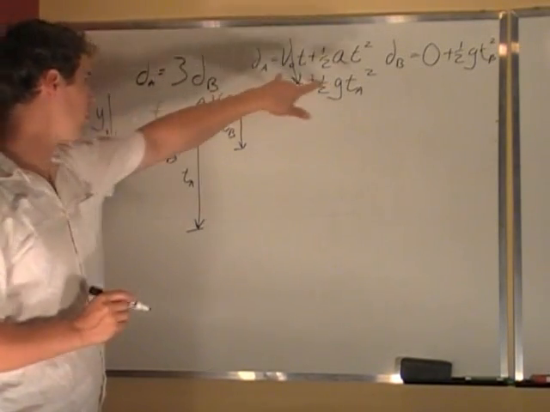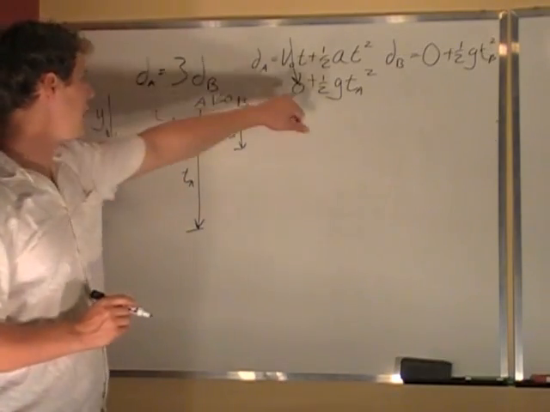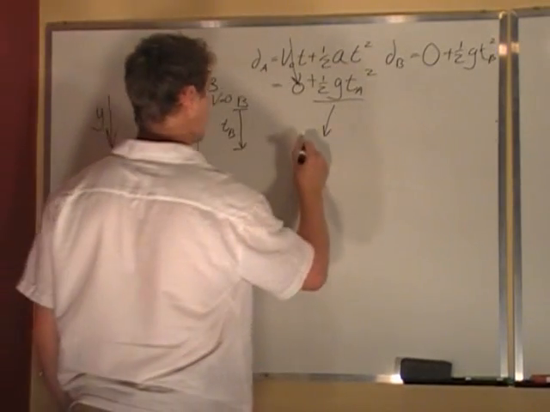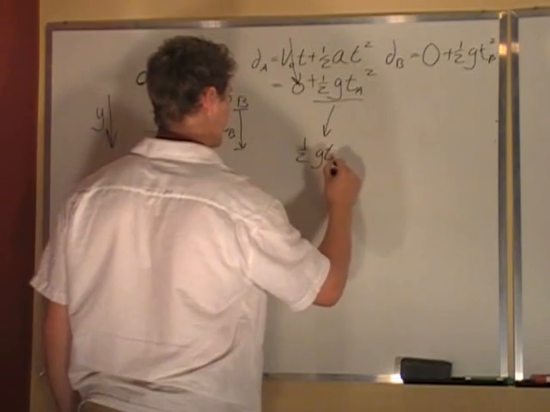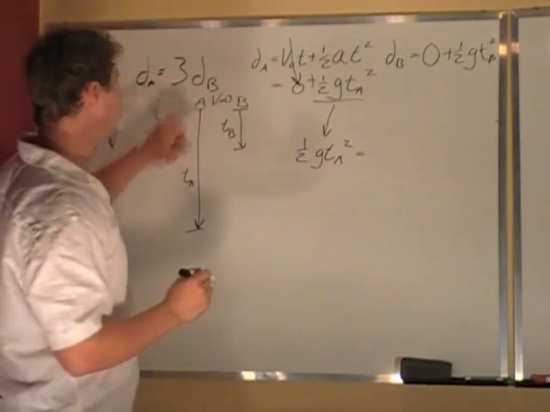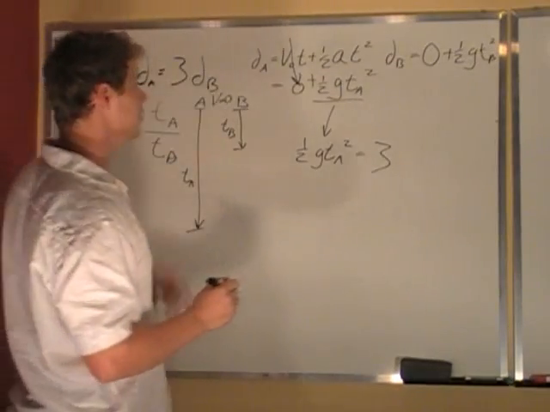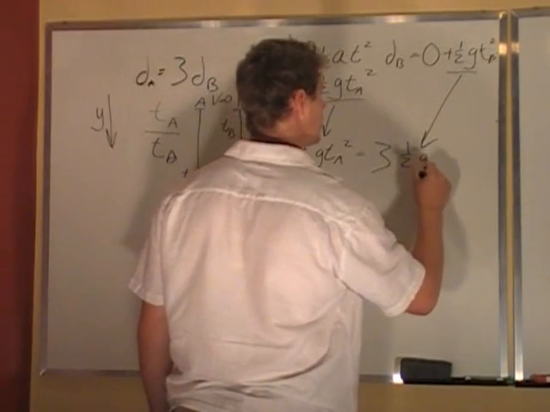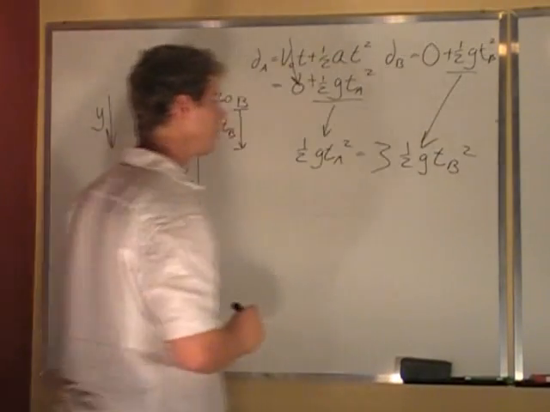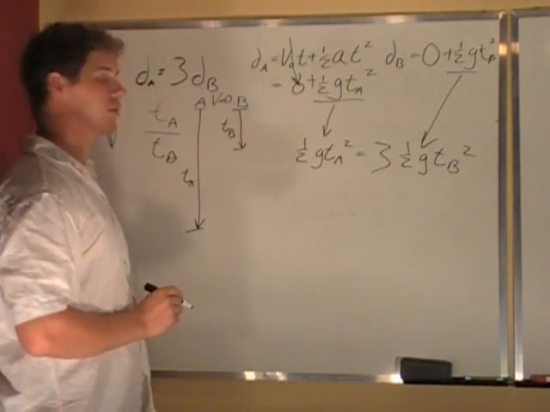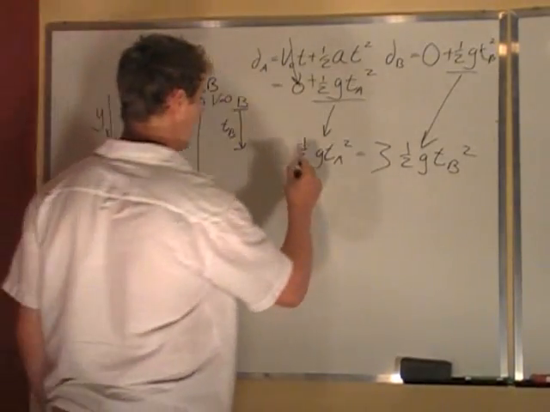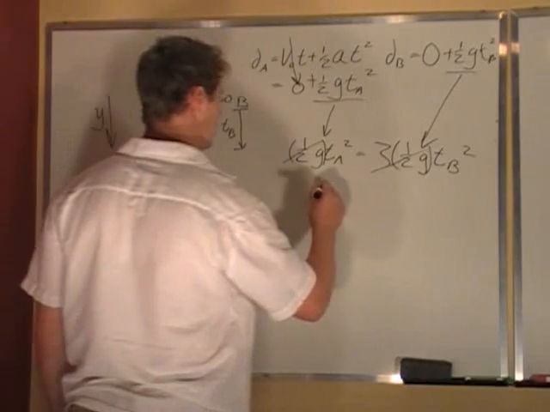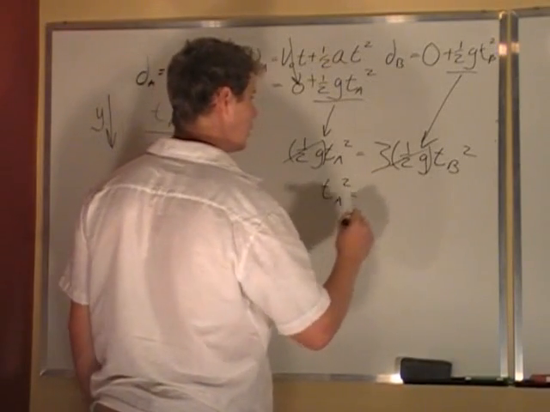So what I'm going to do is plug both of those into this relation. So dA, this 1/2 g TA squared, goes into this dA. That's equal to 3 times dB, which I'm going to put in there, 1/2 g TB squared. Now, what I can do is just divide out like terms. I divide both sides by 1/2 g so that they cancel out. And I'm left with TA squared equals 3 TB squared.